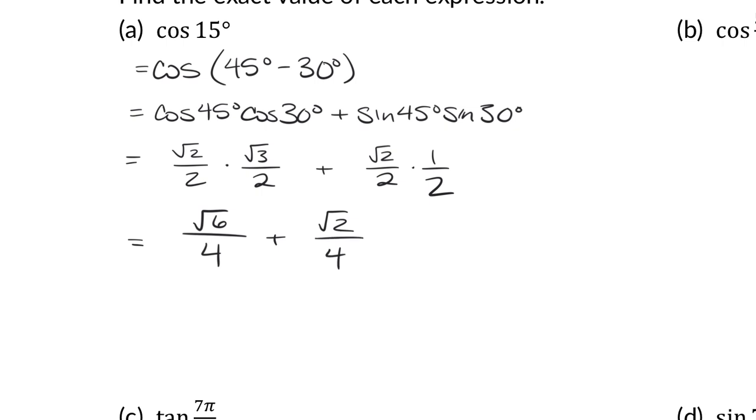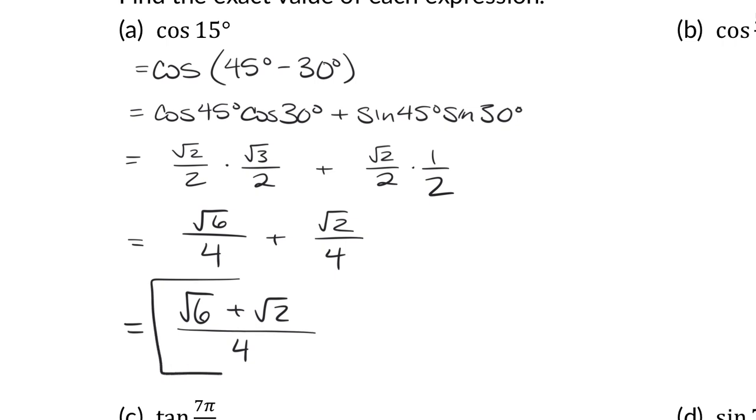Oh, isn't that nice? Because they have the same denominator, we can already add them together. You cannot add radicals together unless they are entirely the same, which means this numerator just becomes square root of 6 plus square root of 2, all divided by 4. That is the exact answer for cosine of 15 degrees. The trick with these problems is figuring out how to make the number I care about, 15 degrees, out of the things you do know on your unit circle, and then just plugging and chugging in the formulas.